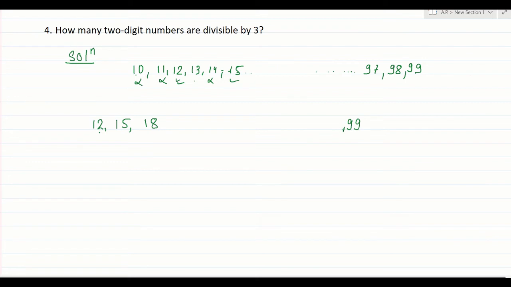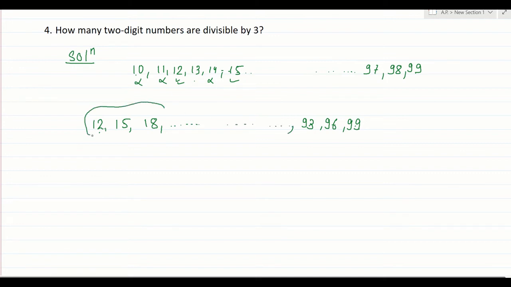What is the number before 99 which is divisible by 3? It is 96. You can try it. And before 96 comes 93. Again, how to get these numbers from the last? First of all, you need to get the last number, then just subtract 3 from it. Here 99 minus 3 is 96, and 96 minus 3 is 93, and so on. I hope you got this one.